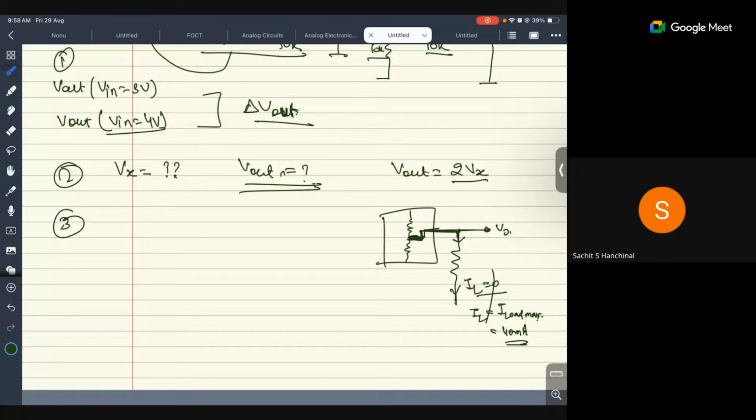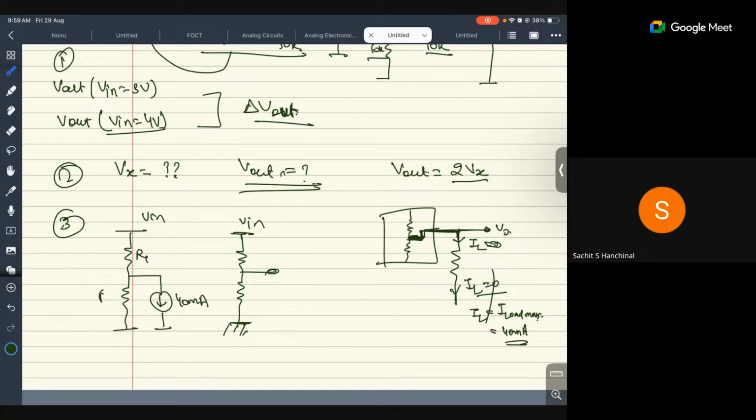When IL is 0, the device will be like that. This is the grounded V in. When IL is 40 milliampere, this is the V in. We have 40 milliampere. The similar question we solved in week 5.